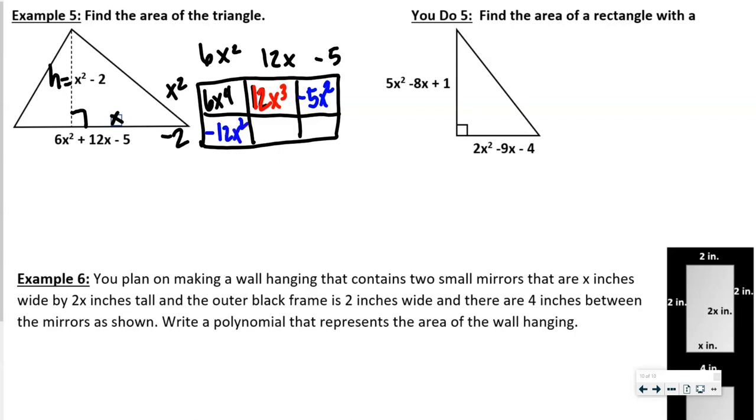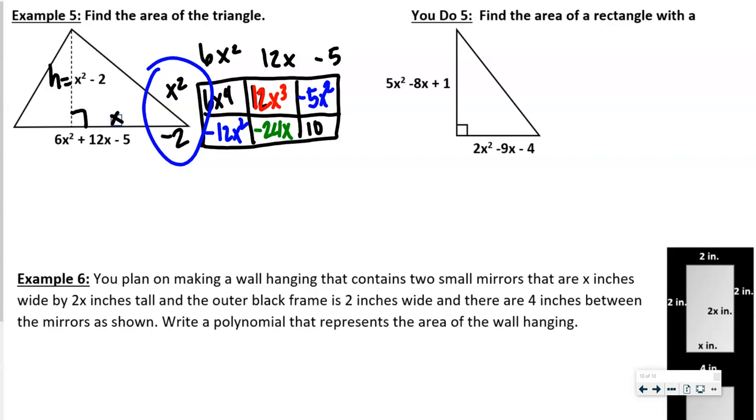Now why don't they line up? Because we didn't have an x to the first in our vertical over here. We didn't have an x to the first there. Y'all see that? Okay, that's why. All right, so let's keep going. 12x times negative 2 would be negative 24x. And then negative 5 times negative 2 is positive 10, right?